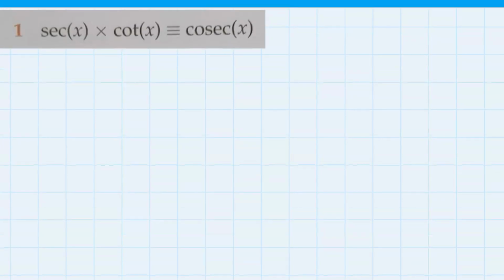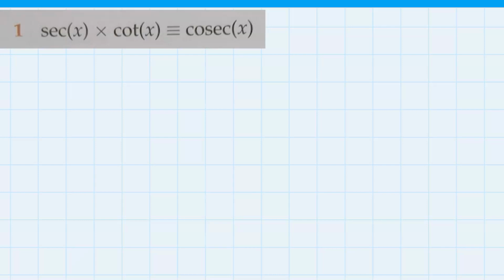Okay, this is the example for the work on identities. You've got an expression that you need to show as true. So we've got the secant of x times the cotangent of x on the left hand side, and we need to show that that is equal to the cosecant of x on the right hand side.